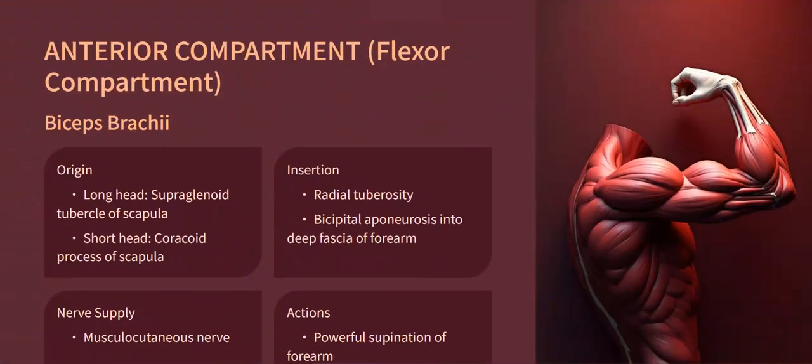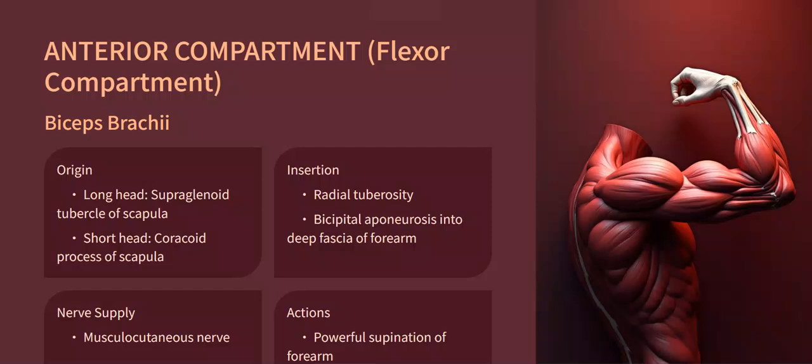Biceps brachii. This is the most prominent muscle of the arm. Origin: long head, supraglenoid tubercle of scapula. Short head, coracoid process of scapula. Insertion: radial tuberosity, bicipital aponeurosis.